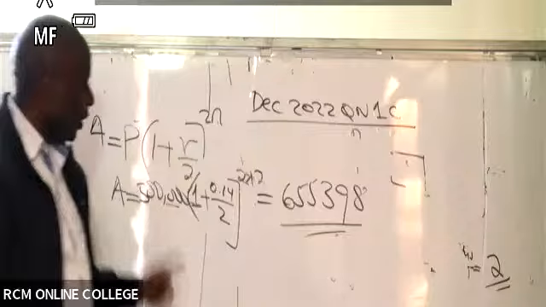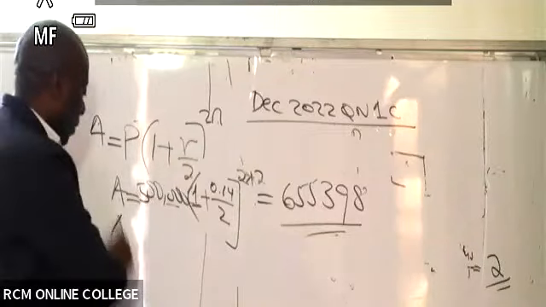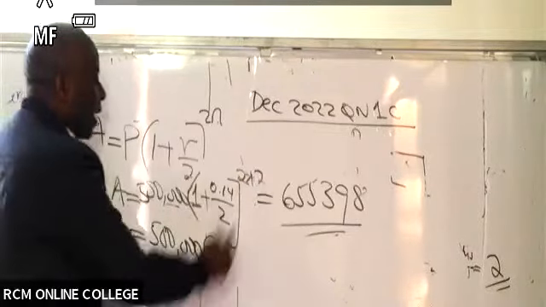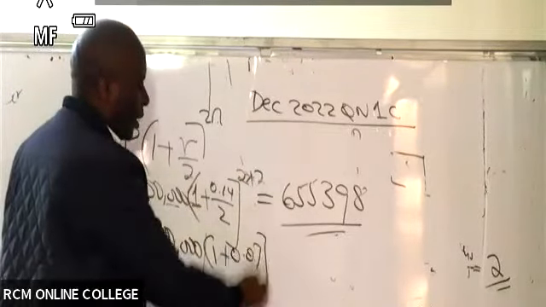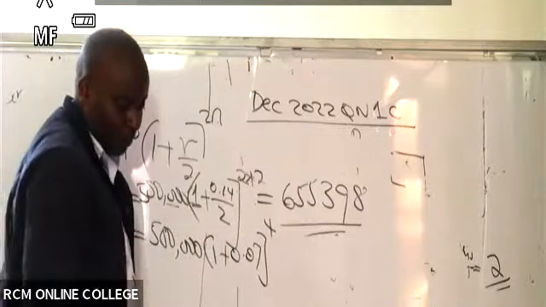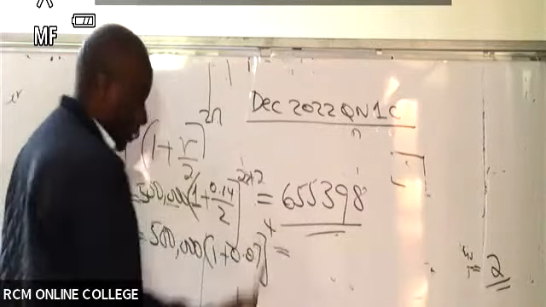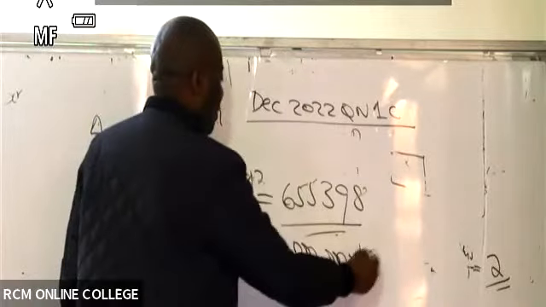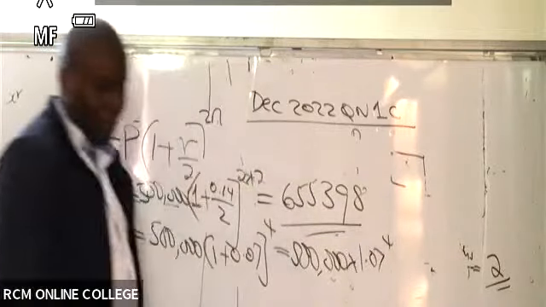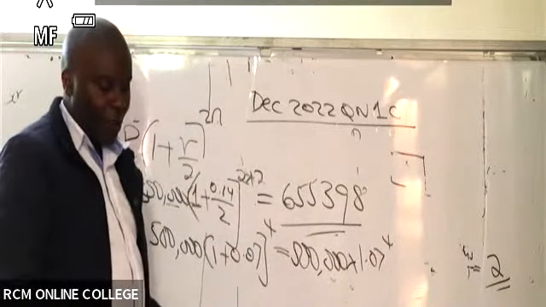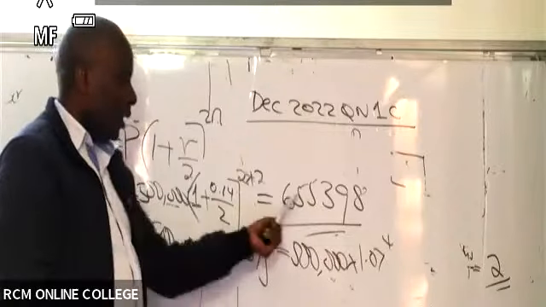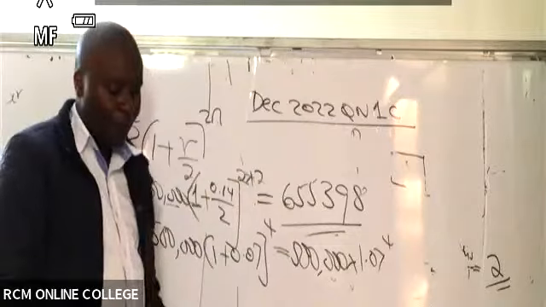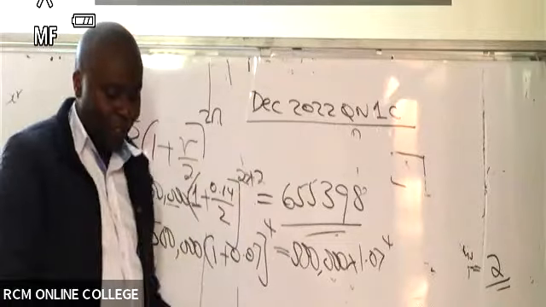Actually, if I'm the one doing this, I'll make this much easier for myself. I will say this is 500,000 into 1 plus 0.07, raised to power 4. I can still make it better for me. This is 500,000 times 1.07 raised to power 4. So long as you know how to raise, you'll be able to get this number. So are we together really up to here?